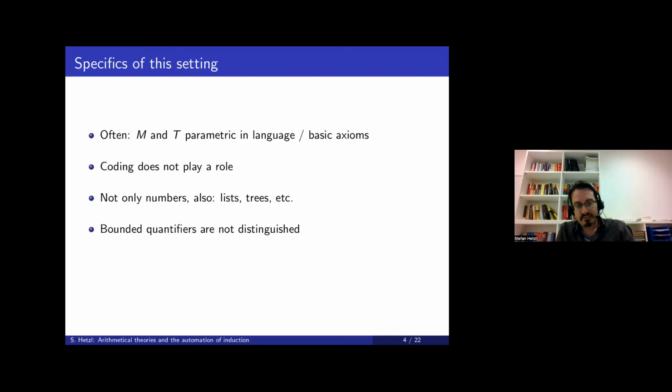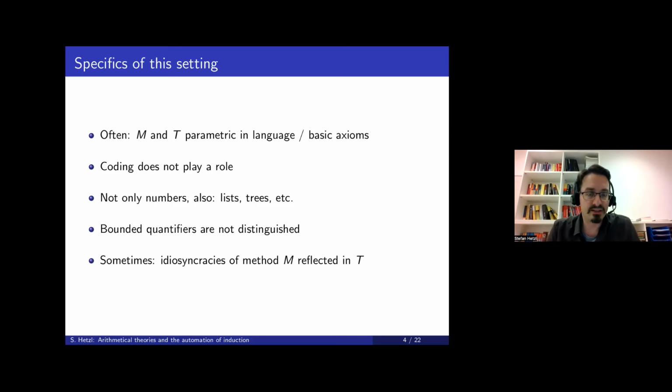One other aspect is that in this setting, bounded quantifiers are not distinguished from unbounded quantifiers. Essentially, I think the main reason for this is that developing an algorithm that would introduce any kind of quantifier in an induction formula is so difficult already from the point of view that it is somehow not worthwhile to even distinguish bounded from unbounded quantifiers. What I'm talking about here has very little connection to computational complexity. There, of course, we know that bounded quantifiers are very important. But here we are dealing with a problem that is undecidable from the start. So therefore, these questions are not so important whether a quantifier is bounded or not.